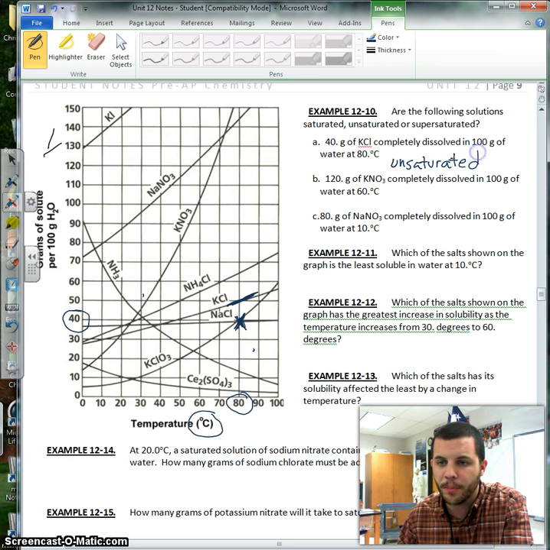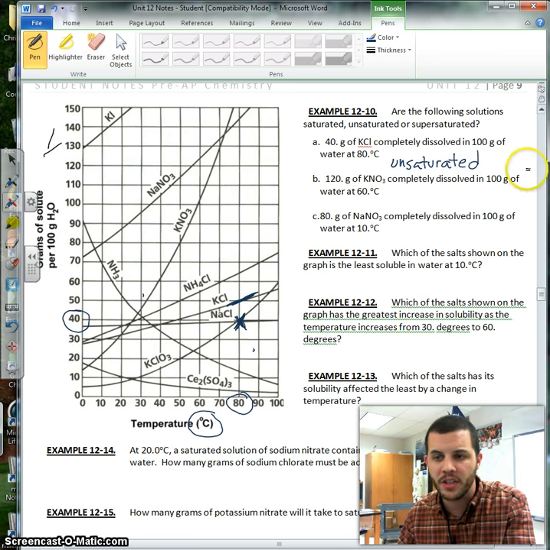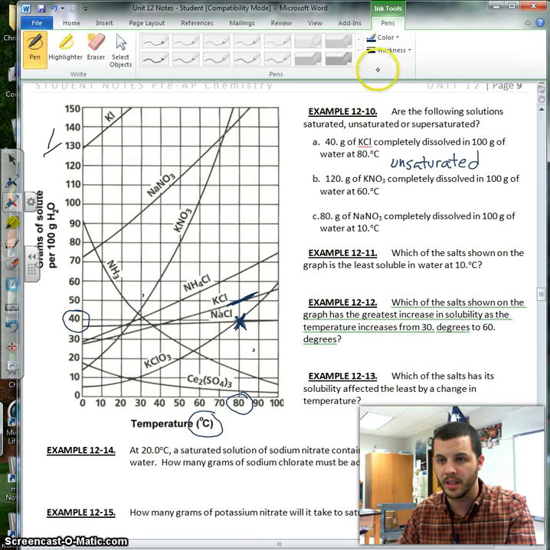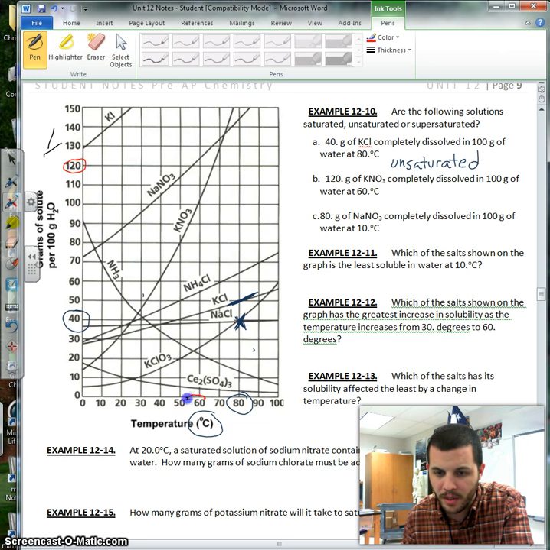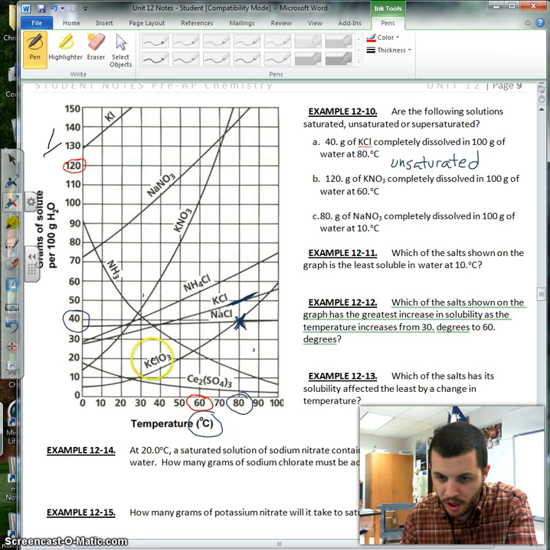When I look at the next problem, I have 120 grams of KNO3 dissolved in 100 grams of water at 60 degrees Celsius. Well, for this one, I have 120 grams. I'm dealing with my KNO3 line. I have 120 grams, which is here, and the temperature I'm at is 60 degrees. So once again, I'm going to find out where these two cross. So I'm going to jog right on up this 60-degree line until I get to 120, which is right here.